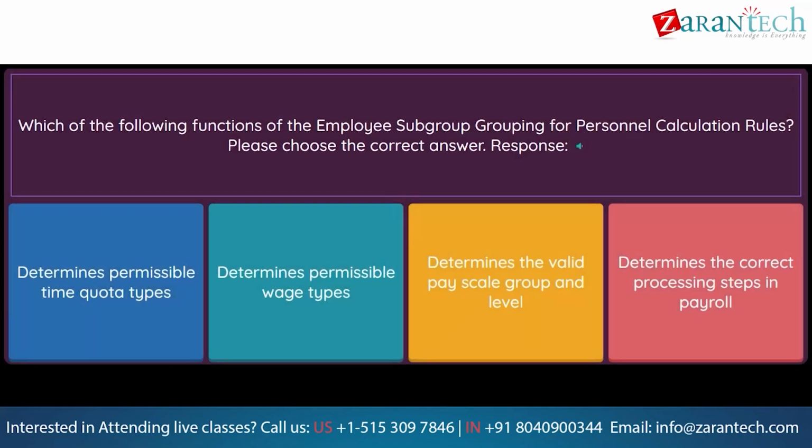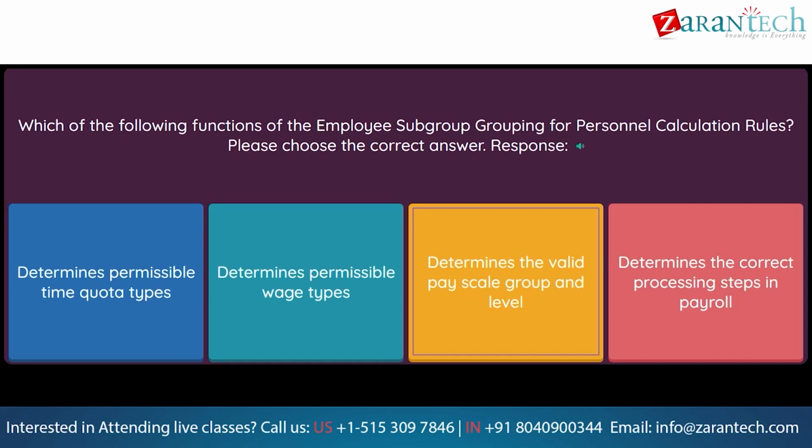Question: which of the following is a function of the employee subgroup grouping for personnel calculation rules? Please choose the correct answer. Response. Option 1 determines permissible time quota types. Option 2 determines permissible wage types. Option 3 determines the valid pay scale group and level. Option 4 determines the correct processing steps in payroll.